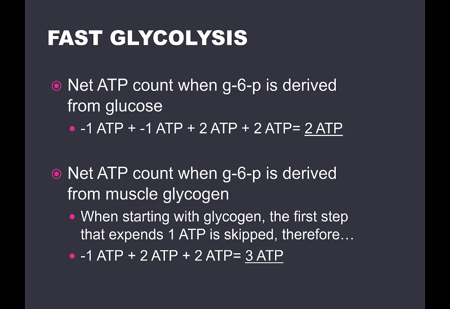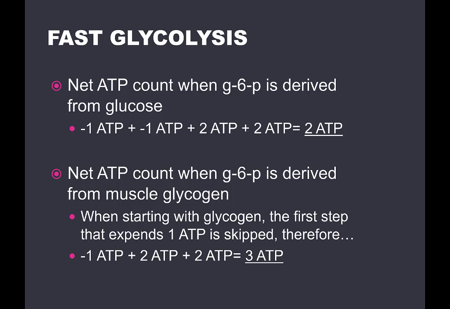Now, starting with the glucose 6-phosphate derived from glycogen and glycogenolysis, you skip that reaction that glucose requires to be converted to glucose 6-phosphate. So here, that initial ATP expenditure does not occur. So then you only expend 1 ATP initially and gain 4, yielding a net of 3 ATP. And this is why we say through the lactic system or fast glycolysis, you get 2 to 3 ATP.